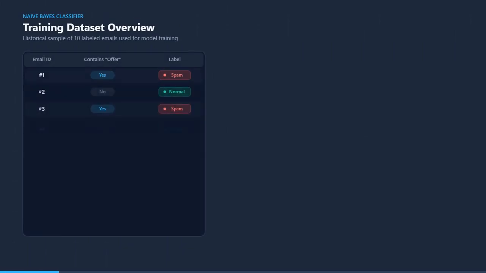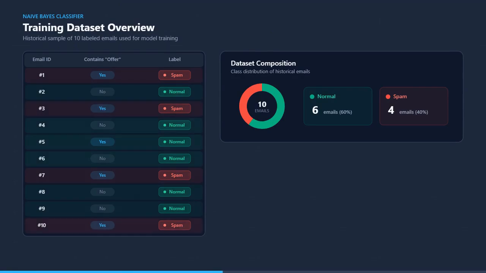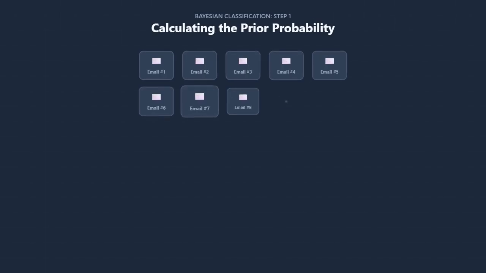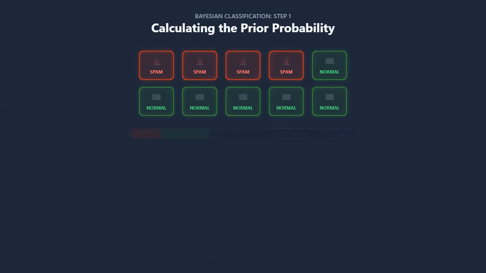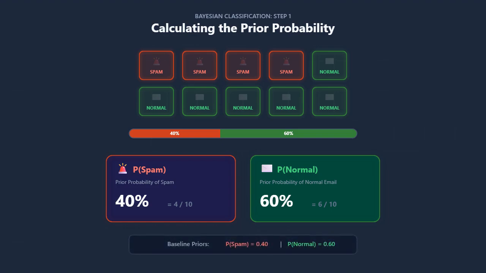Here is our training dataset of 10 emails. 6 are normal and 4 are spam. We will use this historical data to train our naive Bayes model. First, we calculate the baseline probability of any email being spam. Since 4 out of 10 emails are spam, our prior probability of spam is 40% and normal is 60%.